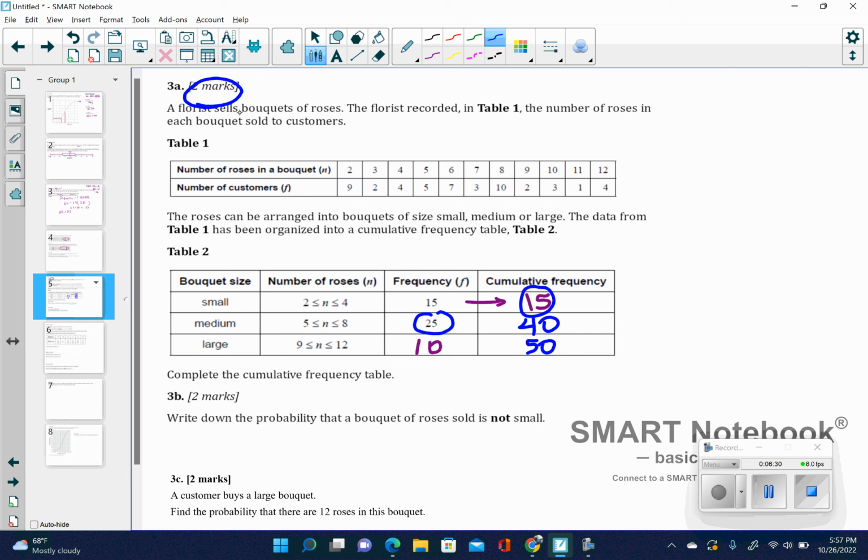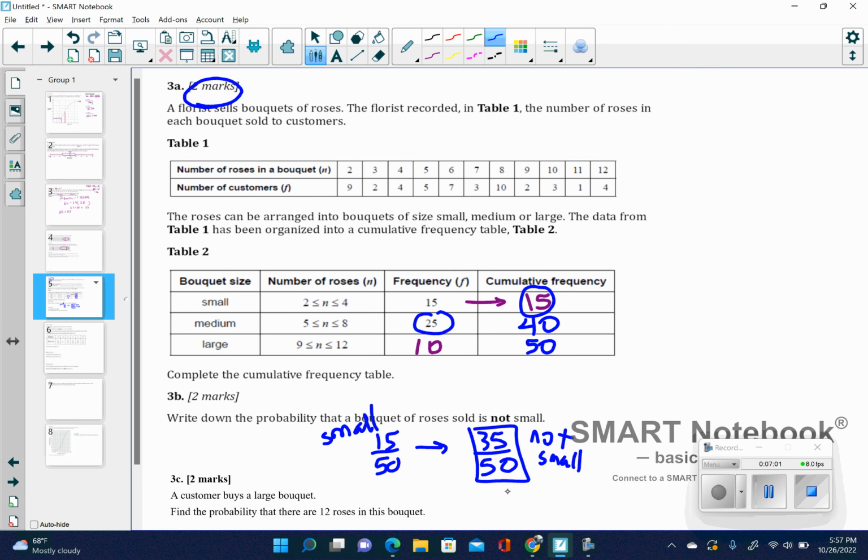Then it says, write down the probability that a bouquet of roses sold is not small. So how many of them are small? 15 out of 50 are small, right? So to find out how many are not small, you do 50 minus 15, which is 35. Out of 50 are not small. So that is the correct answer, okay? This is how much are small. This is how much are not small. There are a bunch of different ways to do this one. That's just the way I did it. You could have just added 25 plus 10 is 35 out of 50 altogether.